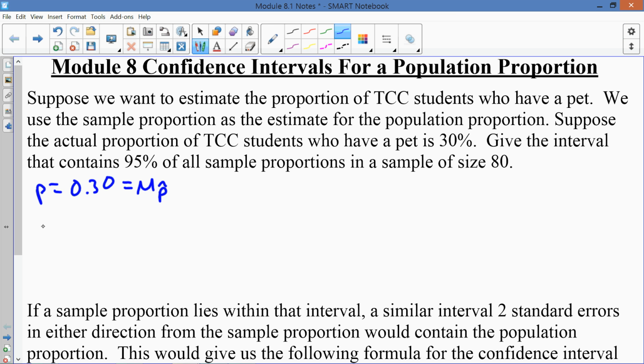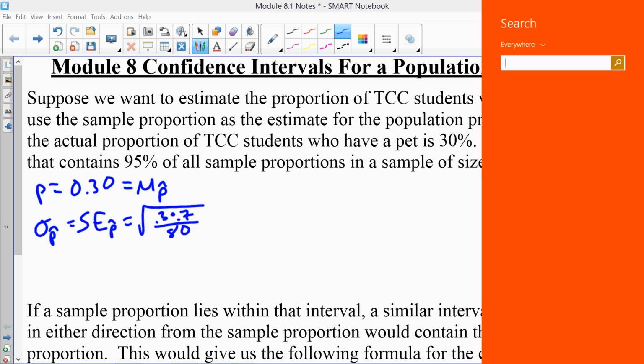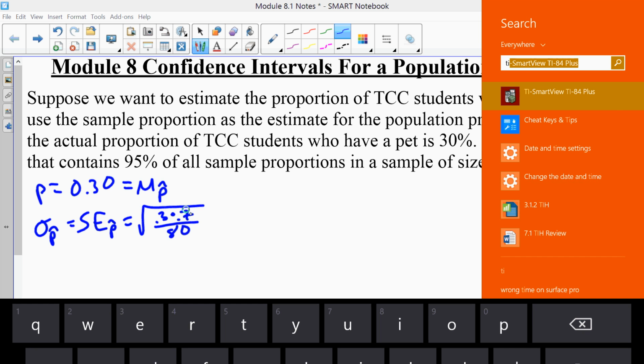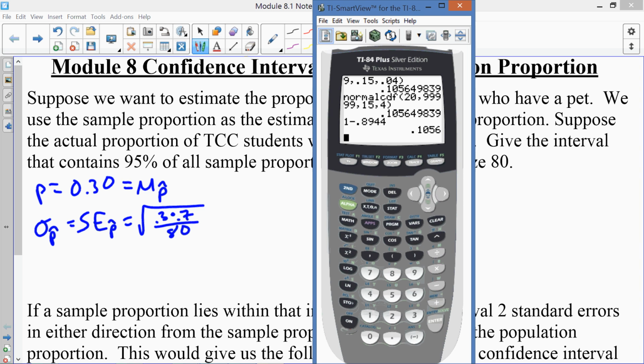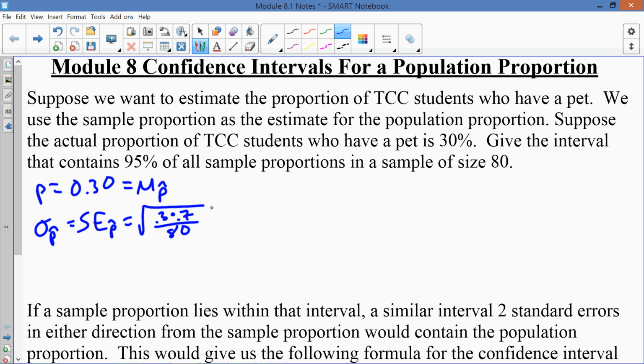But we also need our standard error or standard deviation of p hat, so I'm going to write the sigma of p hat, which is the same thing as the standard error of p hat, which is the square root of 0.3 times 0.7. That's your p times your 1 minus p over 80. And then I'll bring in my calculator and calculate that. I do the square root of 0.3 times 0.7 divided by 80, close parentheses, enter. So my standard error is about 0.051. We'll say it's about 0.05. That's close enough for now.